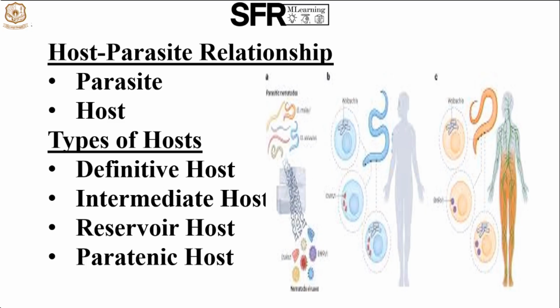Where the parasite reaches sexual maturity, that is called the definitive host. Where asexual development occurs, that is known as the intermediate host. One that maintains the parasite in nature is called a reservoir host. Where no development occurs but it may aid in transmission, it is called the paratenic host.